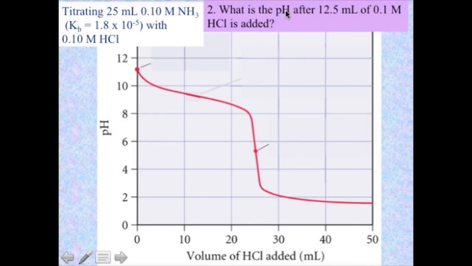So now let's calculate the pH after 12.5 milliliters of 0.1 molar hydrochloric acid is added to 25 milliliters of 0.1 molar ammonia. Do the calculation and then come back and we'll discuss it.